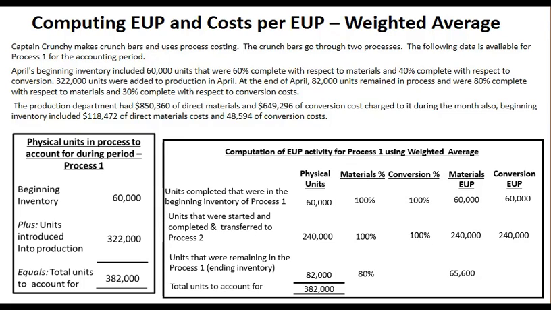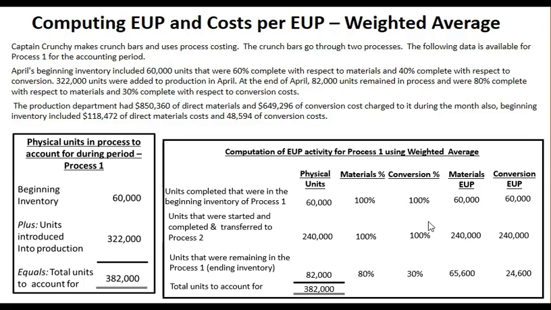Lastly, units that were remaining in process 1 in ending inventory. Again, I want to account for the amount of effort that I put into that ending inventory, the units that were built and available in ending inventory at the end of the month. So in this case, it says they were 30% complete. So the conversion percentage in this case is 30%. 30% times 82,000 equals 24,600 EUP.